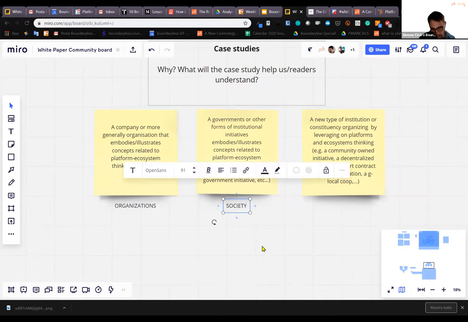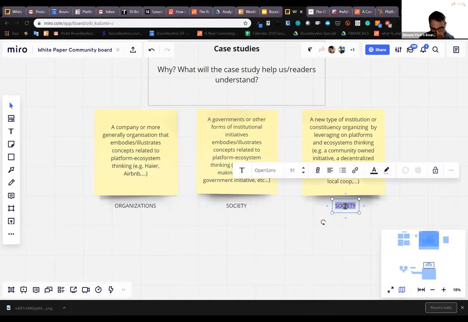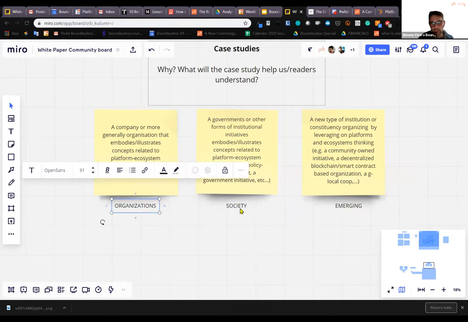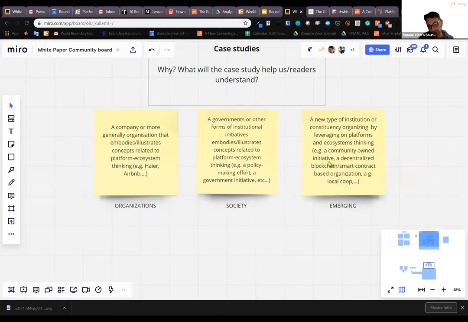And finally, the last case study, sorry, Stina, can you remind me the name? Emerging. Emerging. So whatever else is emerging that is hard to frame through the layer of private organizations or public or collaborative institutions. So here, that would be the space, for example, where we frame Holochain.